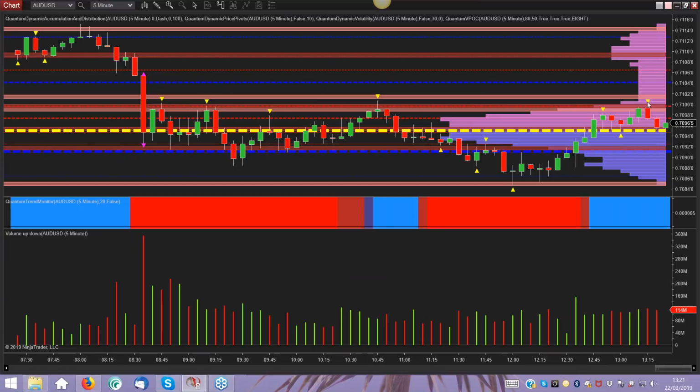We've got a pivot high, pivot low, pivot high. We're expecting a pivot low somewhere. This is defining the ceiling. This is defining the floor. We're trading around the volume point of control anyway. So this market doesn't look as though it's going to go very far anyway.